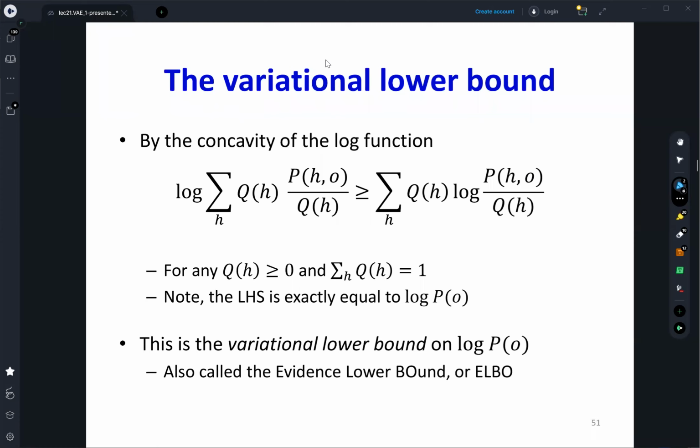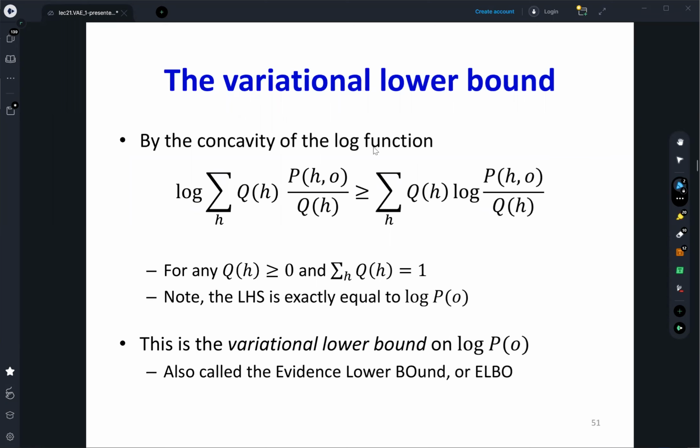We have not said anything about how Q of H is chosen yet, right? But did this make sense? This is going to hold for every single Q of H. It doesn't matter how you choose Q of H. This formula is generic. If Q of H is a distribution over H, this will always hold.